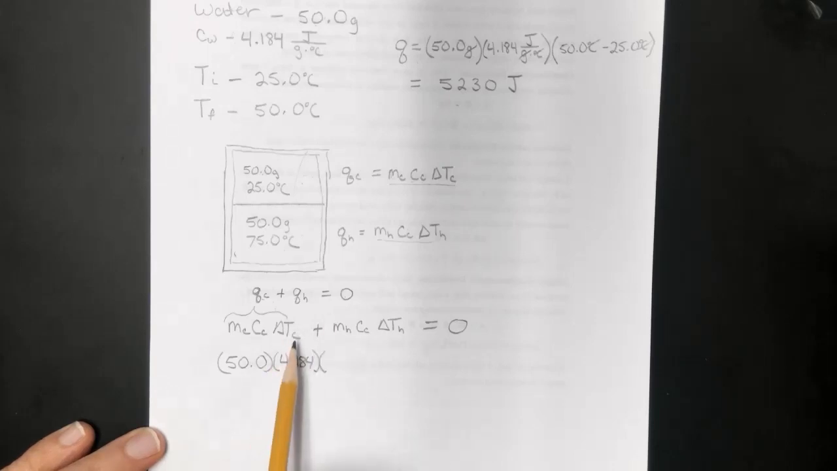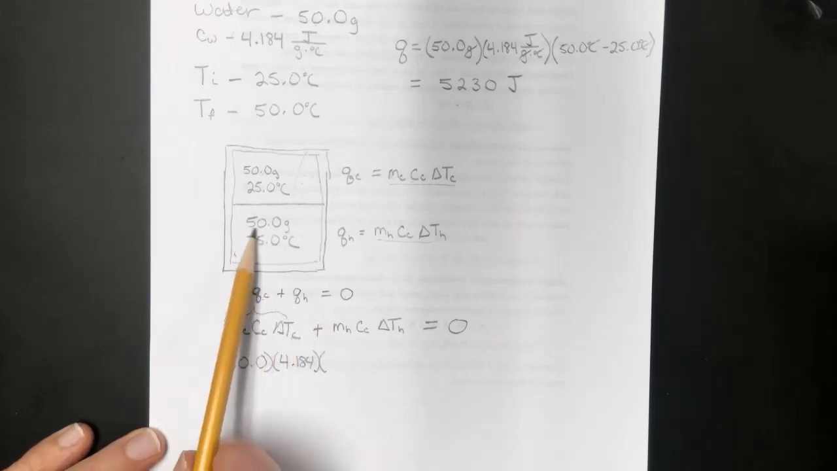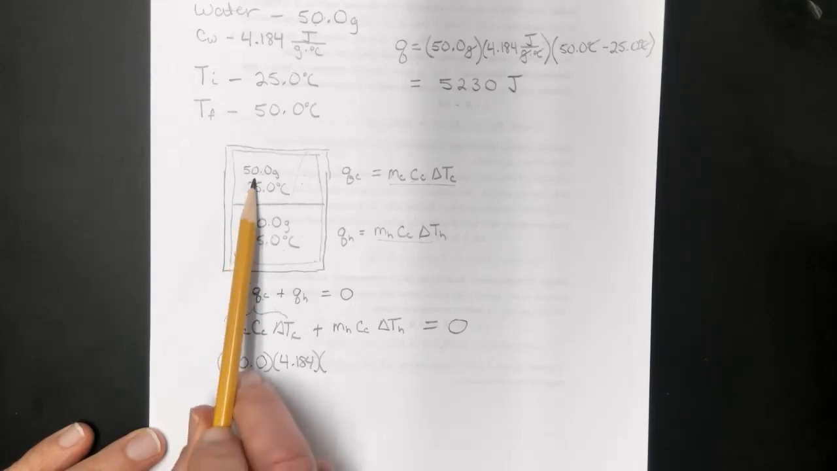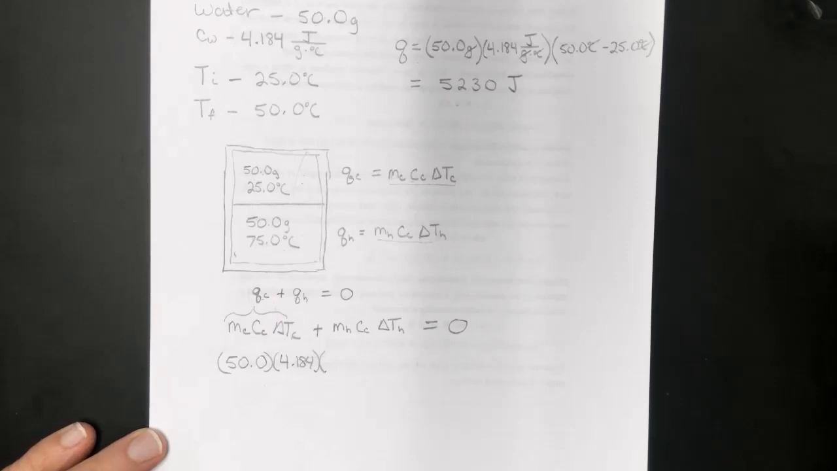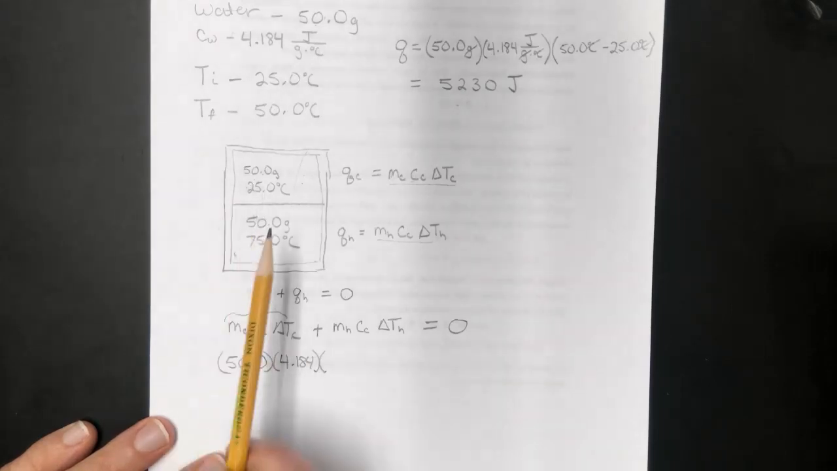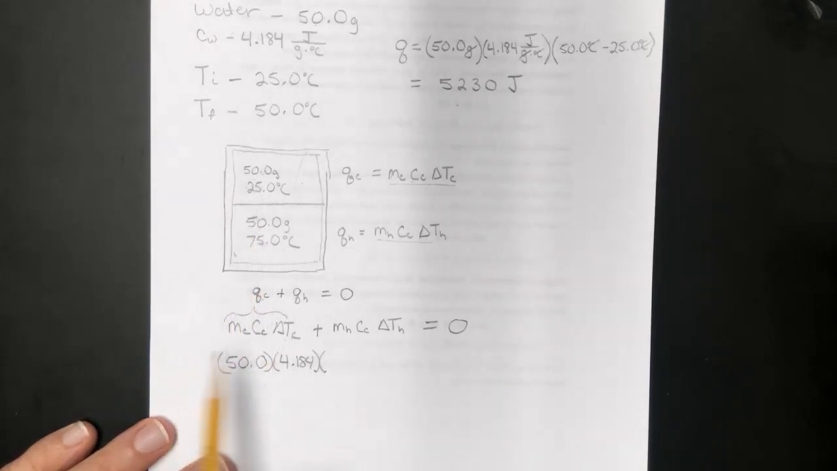Well, the final temperature of the cold water, remember, we start at 75 degrees here and 25 degrees for the cold water, and they're going to meet in the middle, which means they'll meet at 50 degrees. This one's going to cool 25 degrees. This one's going to warm 25 degrees. So the final temperature is going to be 50 degrees. The final temperature of the cold water will be 50. The final temperature of the hot water will be 50.